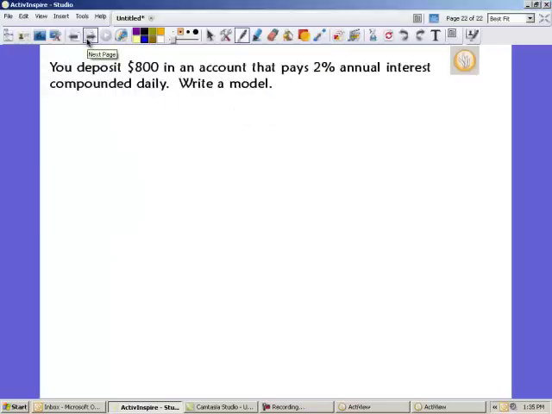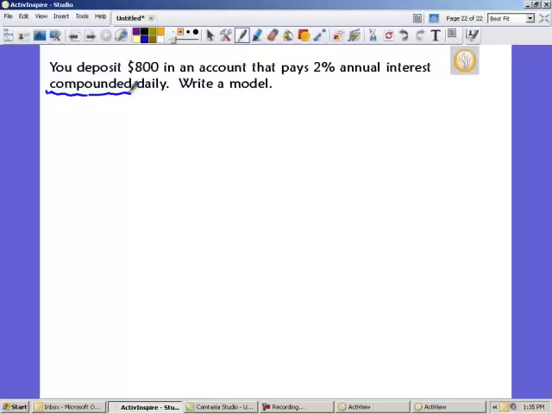So here's an example. You deposit $800 into an account that pays 2% annual interest compounded daily. Write a model. Now, here are some words that you might not understand. The word compounded. The word compounded means what interest or what amount of money are they putting into your account just for having a savings account. So when we talk about compounded daily, that means every single day they are putting a certain percentage of interest or money into your bank account.